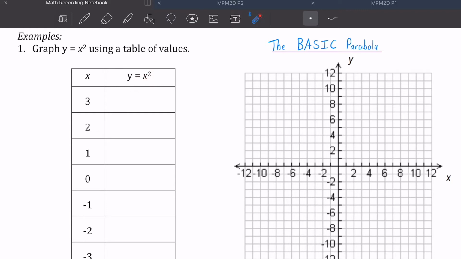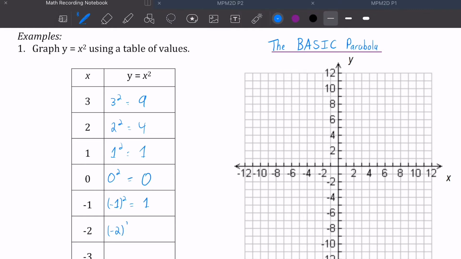So what we're going to do first is create a table of values for x squared. So let's start with this first one here. We have y equals x squared. So we're going to put the 3 where the x is, so we get 3 squared equals 9. 2 squared equals 4. 1 squared equals 1. 0 squared, 0 times 0, is 0. Negative 1 squared. That negative is within. So negative 1 times negative 1 is going to give you 1.